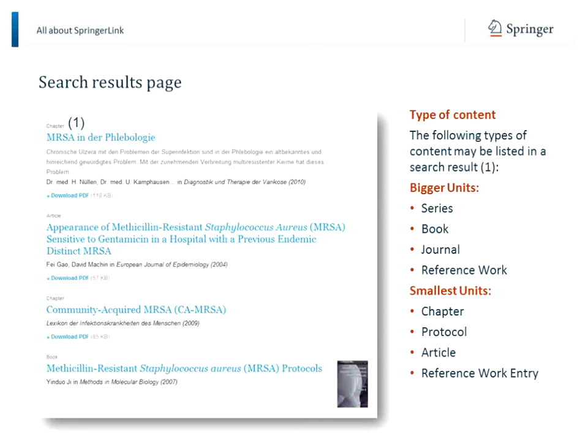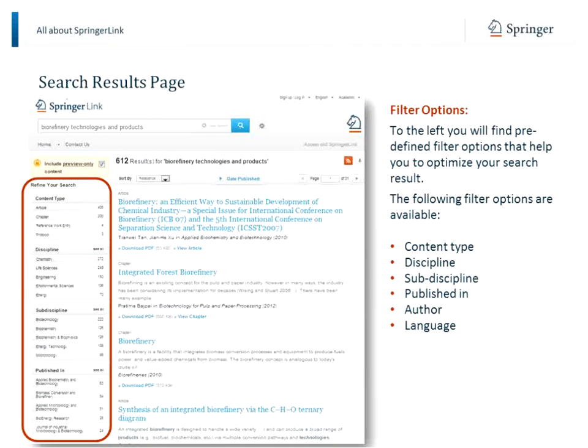You will also see, as I said, the type of content. You'll see a larger one if it's just a journal or a book that should come back within your search results. That will also be highlighted at the top of the search section, or it will go specifically down into the smaller units of chapter, protocol, and article.